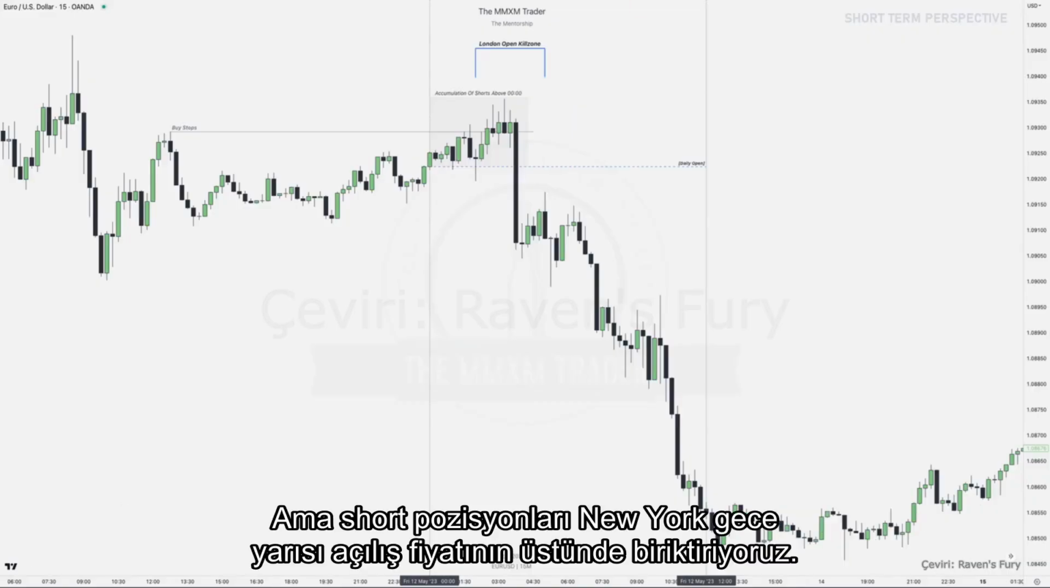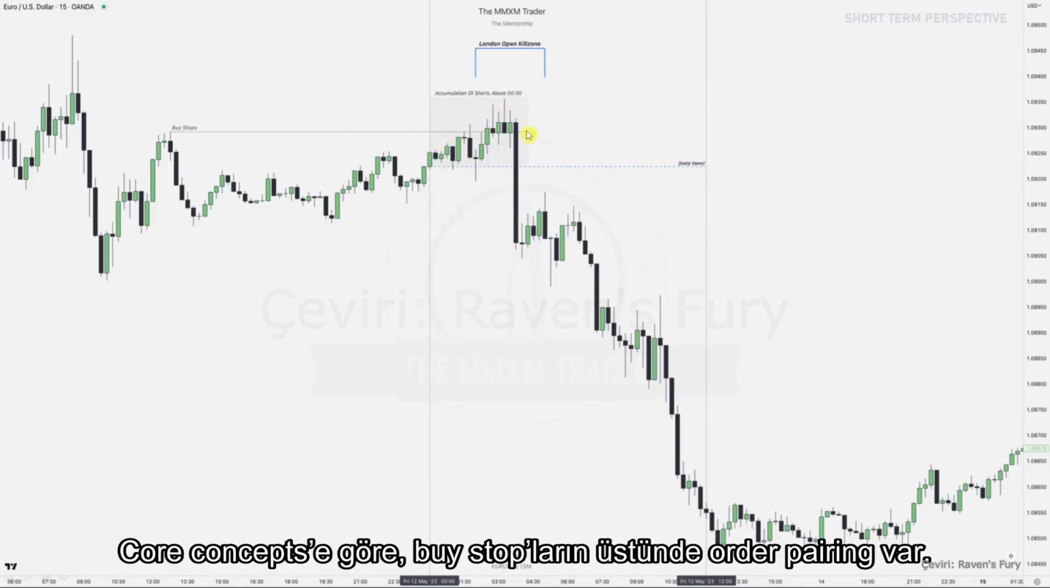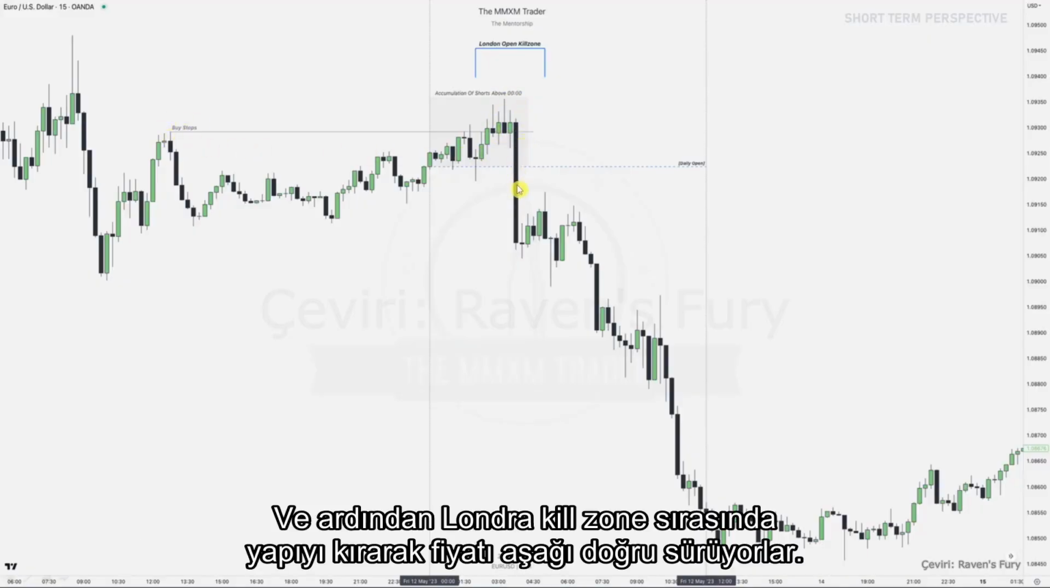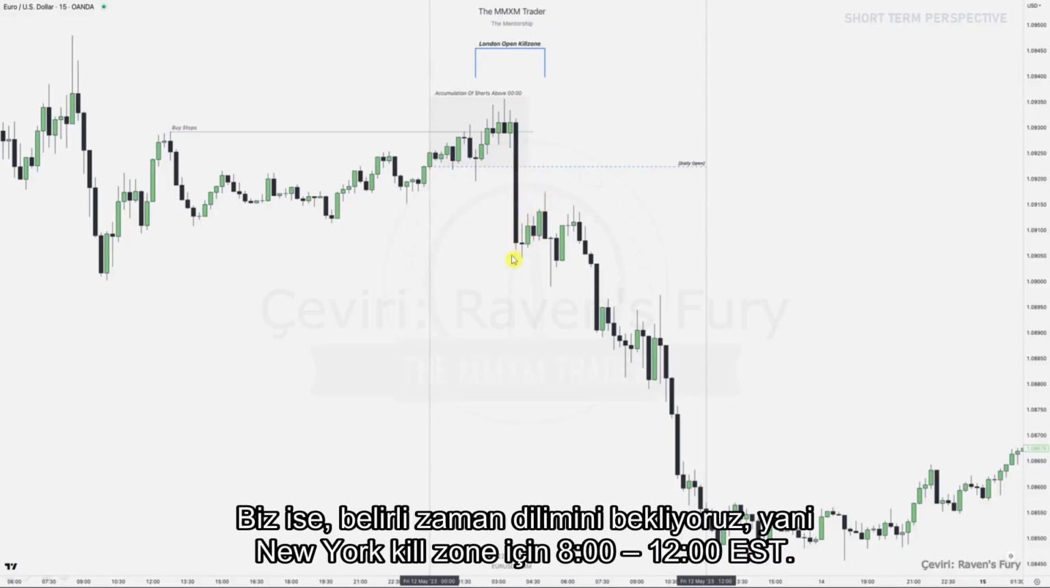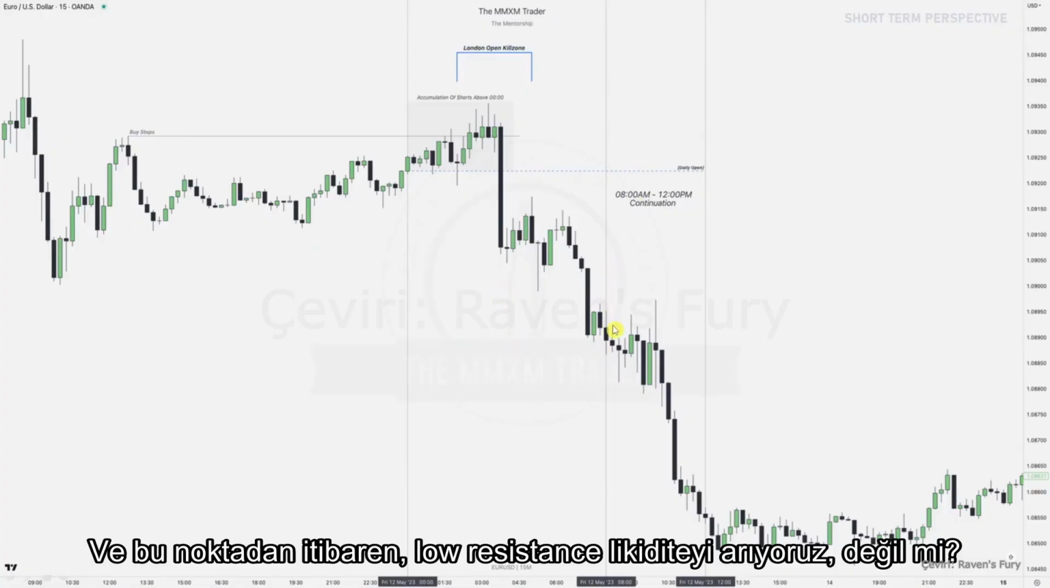But accumulating short orders above that New York midnight open price over here, and then think about order pairing, right? From the core concepts, we've got that order pairing above those buy stops, and then they drive price down lower during the London kill zone too, breaking structure lower, and then for us we wait for that specific time frame, right, at 8 a.m. to 12 p.m. EST for that New York kill zone. So outlining a vertical line from 8 a.m., and then from this point on we're going to be looking for low resistance liquidity, right?